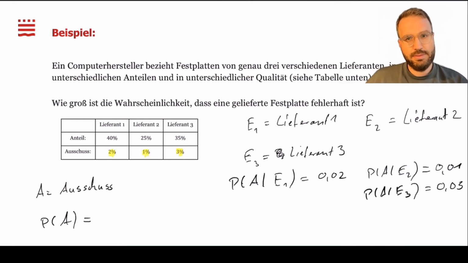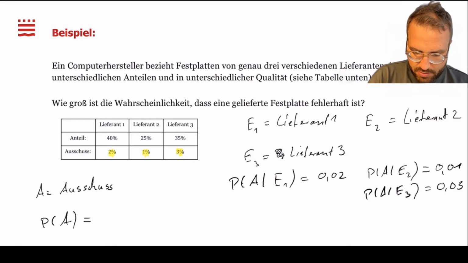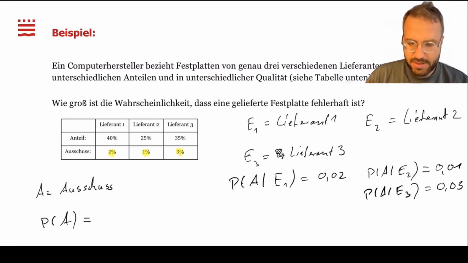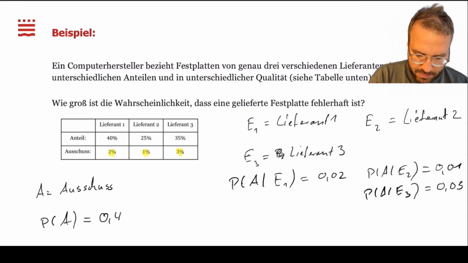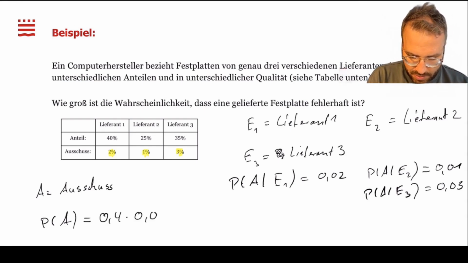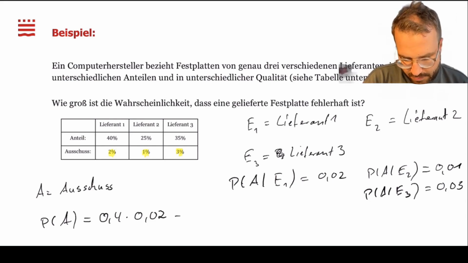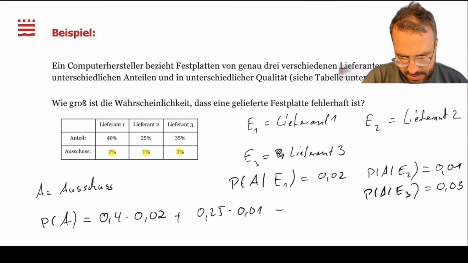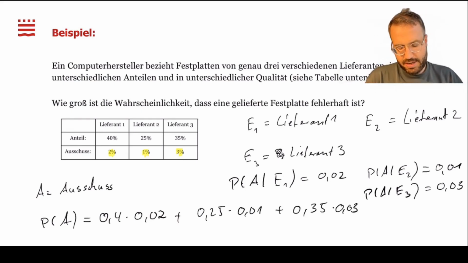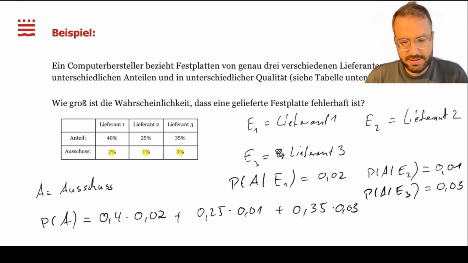So, if we want to determine the probability of A now, according to the formula we just learned, and you will also see that this would probably have been intuitive, we need to multiply the probability of E1, which is 0.4, times 0.02, meaning you weight the 2% with the 40%. You do the same thing here, with the 1%, and then the same here, with the 3%, and then you add everything up. And that is the result for the probability that there is a defect.